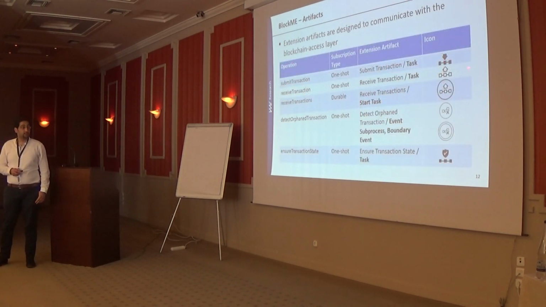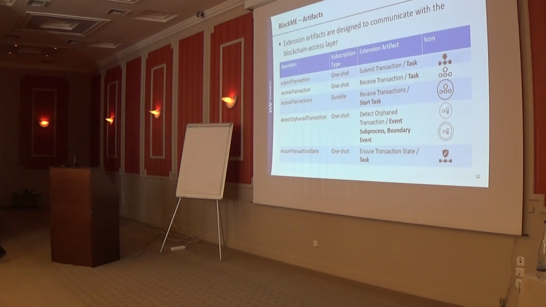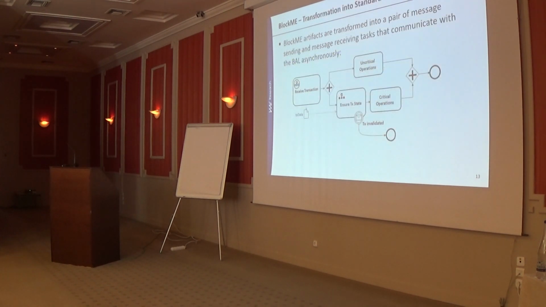Now, these are the set of all extension artifacts we introduced. Again, I don't want to go into details here. We can discuss that in the poster session. I just want to show that these extension artifacts are mapped one-to-one to the operations provided by the blockchain access layer. Okay, and now I mentioned before that these artifacts can be transformed into BPMN fragments. And I want to show one example of this transformation. More specifically, the transformation of the ensure transaction state task.